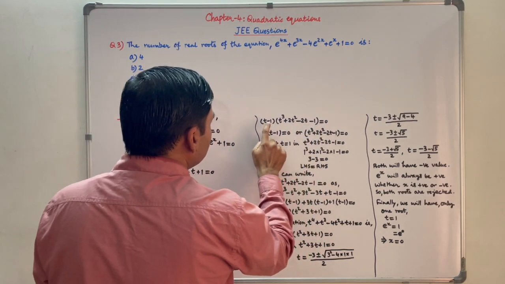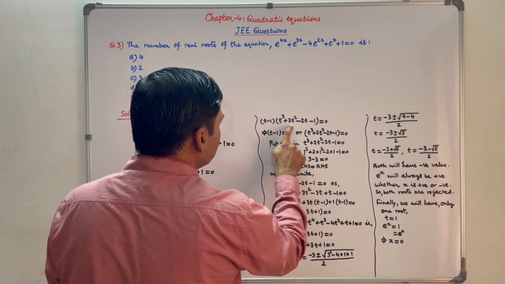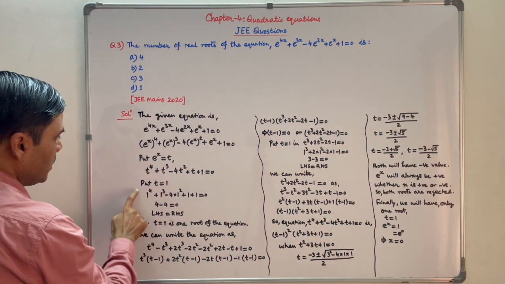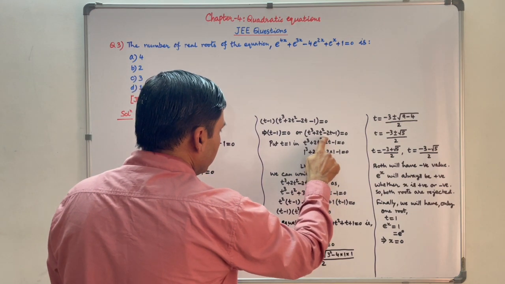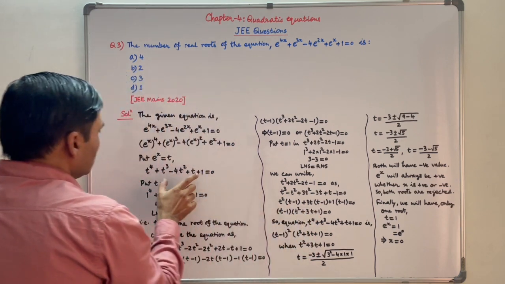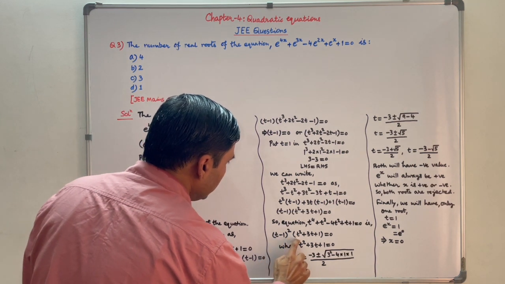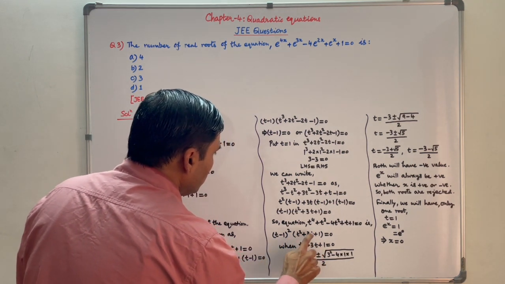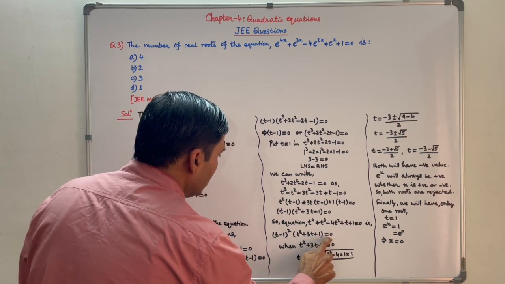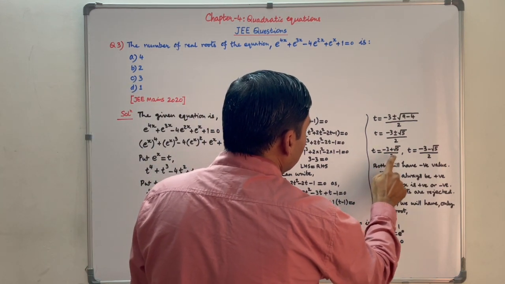Now this equation means either t - 1 = 0 or t^3 + 2t^2 - 2t - 1 = 0. Now we can factorize this expression following the same method starting from here. So this will be factorized as (t - 1)(t^2 + 3t + 1). So this expression is factorized as (t - 1)(t - 1)(t^2 + 3t + 1). Now we can easily get roots of the equation t^2 + 3t + 1 = 0. So the roots will be t = (-3 + √5)/2 and (-3 - √5)/2.